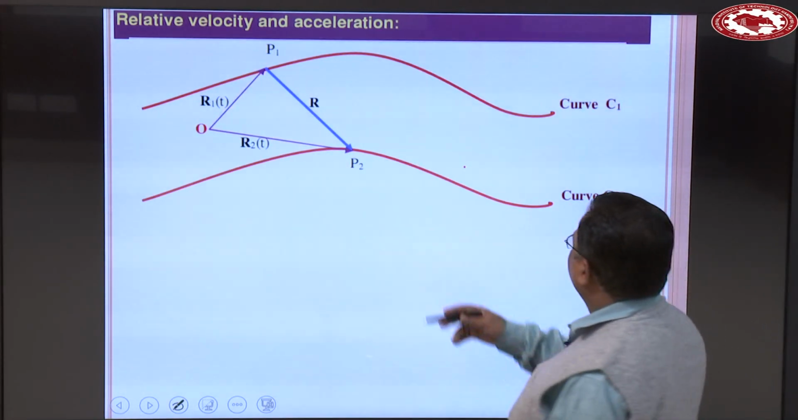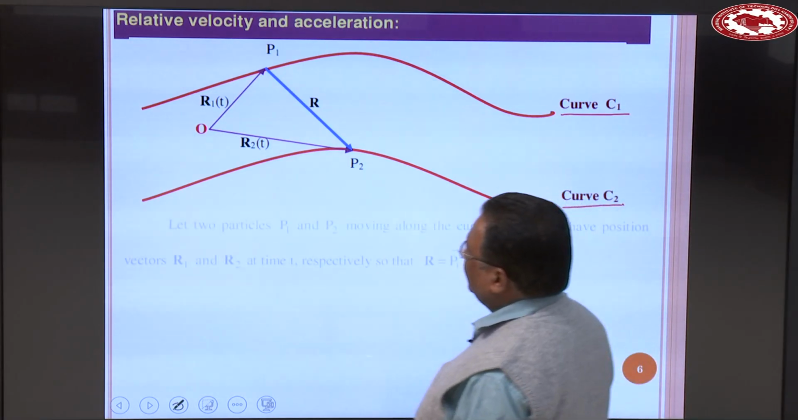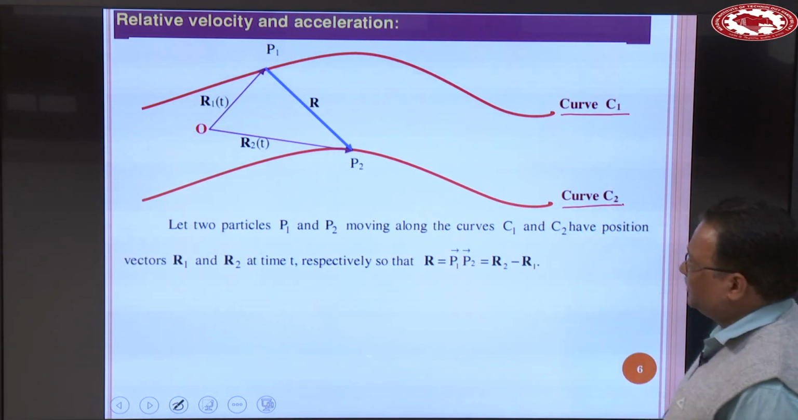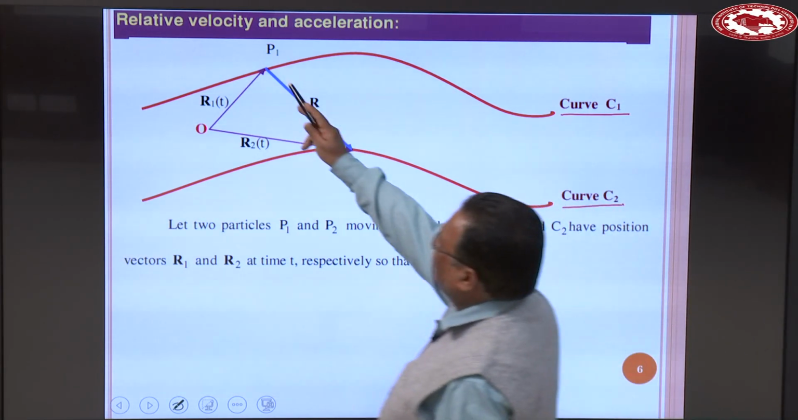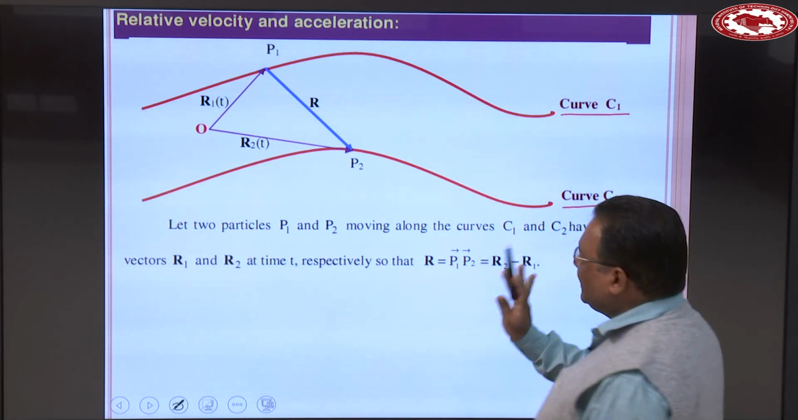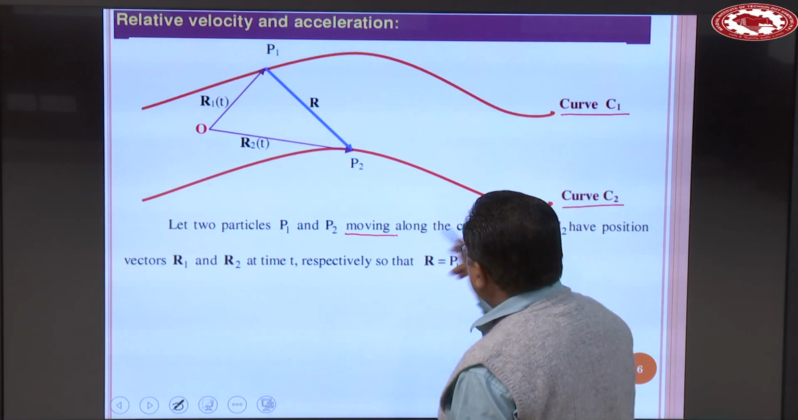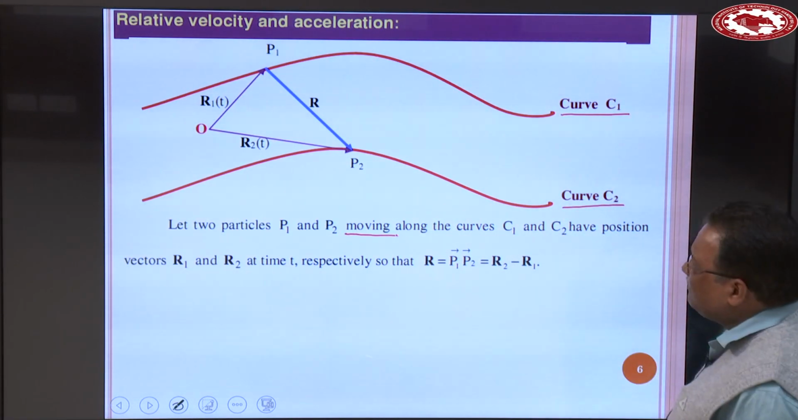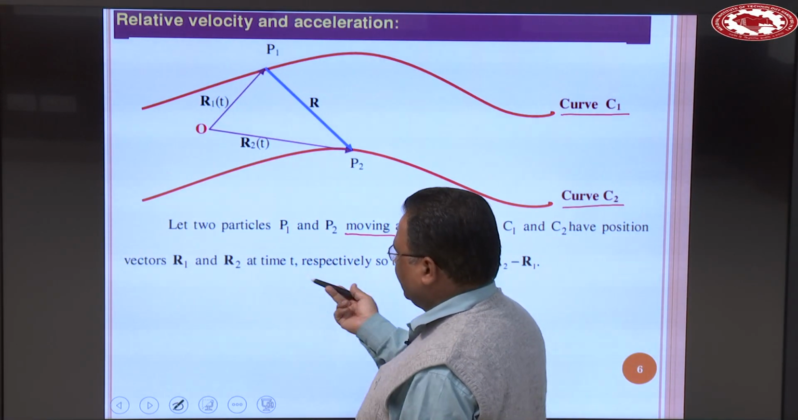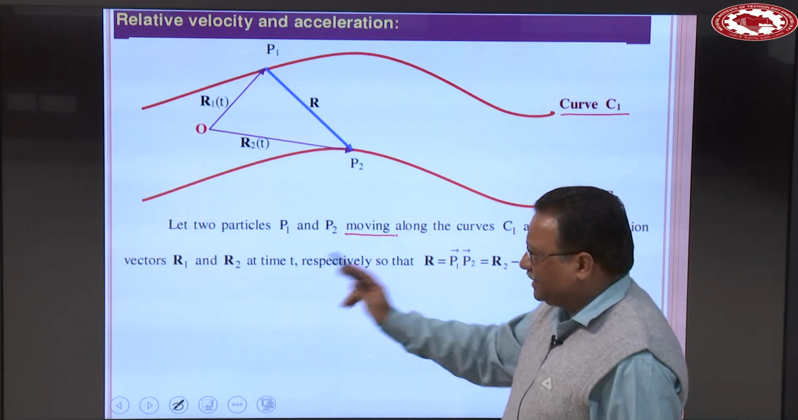So let us suppose we have two curves C1 and C2, and two particles P1 and P2 moving along the curves C1 and C2. This particle is moving on this curve and this particle on this curve. Let the two particles P1 and P2 moving along the curves C1 and C2 have position vectors R1(t) and R2(t) at time t respectively.